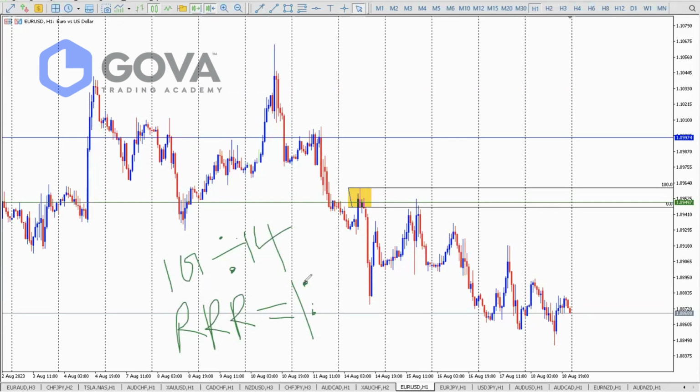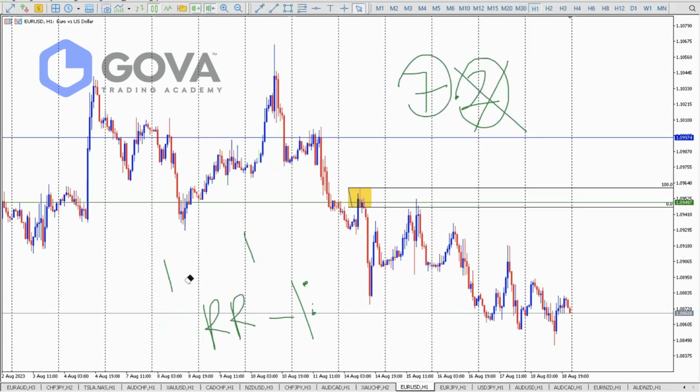Let me use my own calculator here. So 101 divided by 14, that's exactly 7.2, isn't it? And remember, we usually throw this away. We don't need this. What we need is just the 7. So which means this trade is giving us 1:7, right? 1:7.